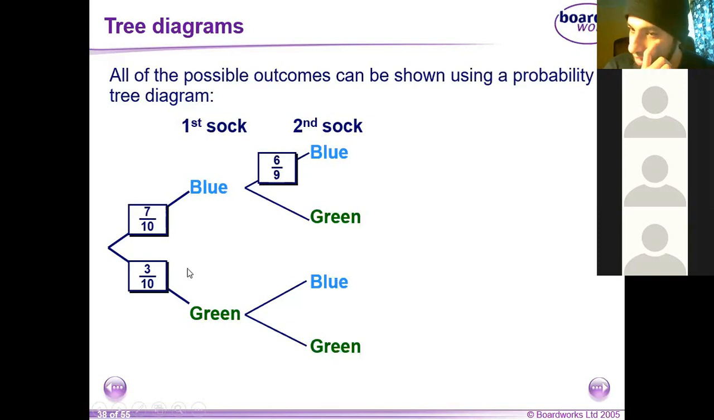Does that make sense, guys? Well, actually, don't tell me yet. I'm going to go for a few more, and then we'll see if it makes sense. So my first sock might be 7 out of 10 blue. Now if I've taken 1 sock out, I've got 9 left in total. So my second one will be 3 out of 9 for green.